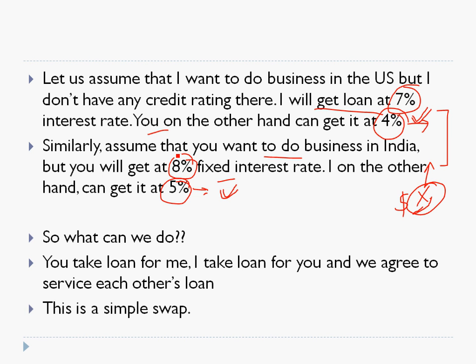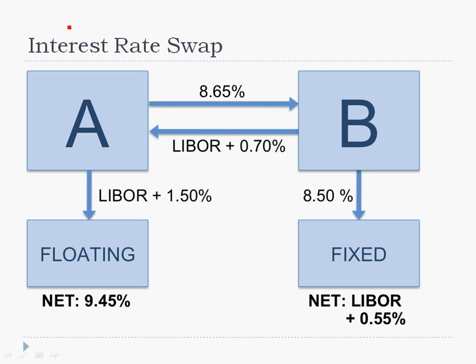So let's see how it actually happens. So this is an interest rate swap. Interest rate swap can happen from fixed to floating, right? So somebody is getting a fixed interest rate, somebody wants a floating interest rate, but conditions are such that he is getting a favorable fixed interest rate from bank, other party is getting a favorable floating interest rate from the bank, so they would swap it. So here A is getting a floating rate of LIBOR plus 1.5. LIBOR is an index which is very popularly used.